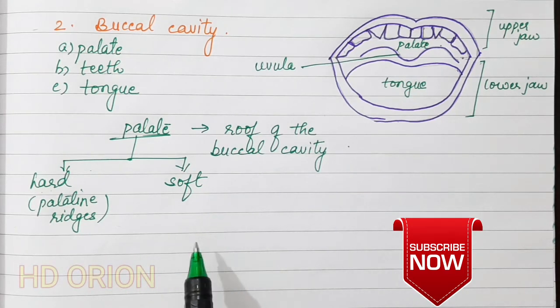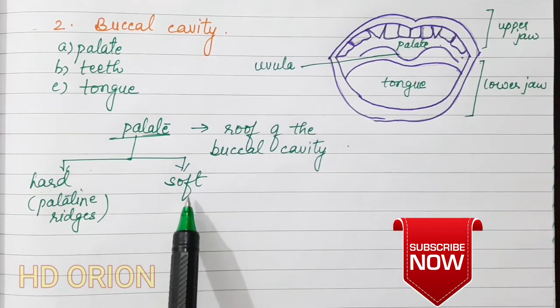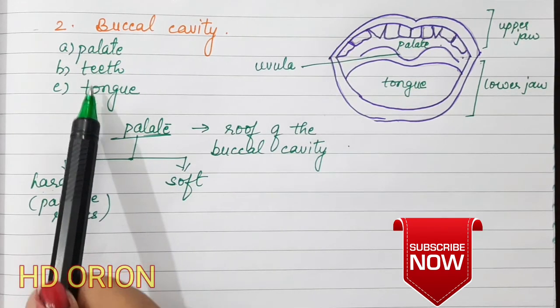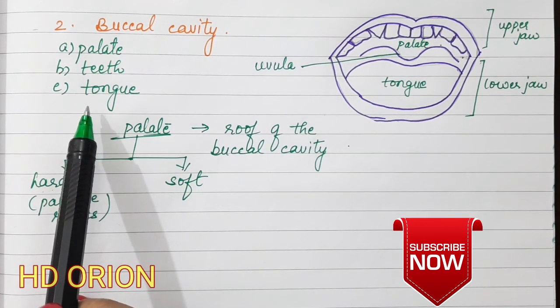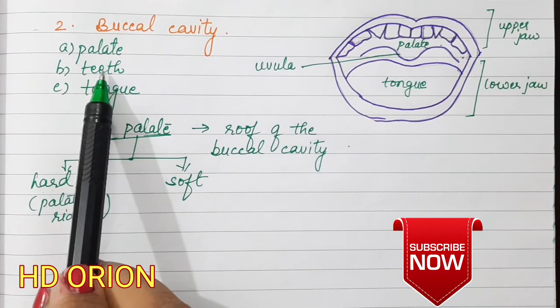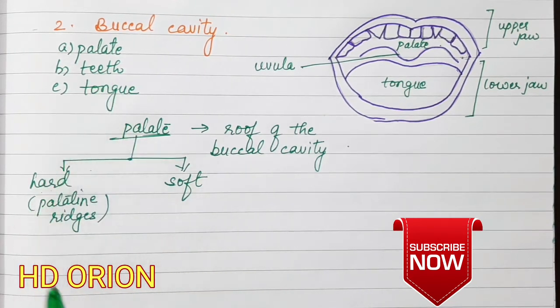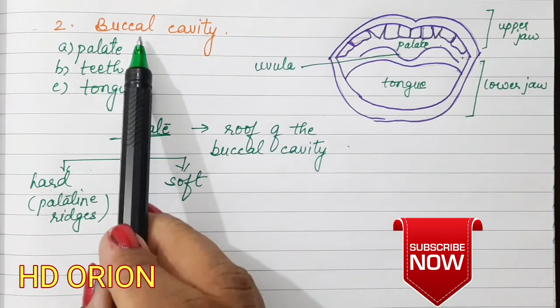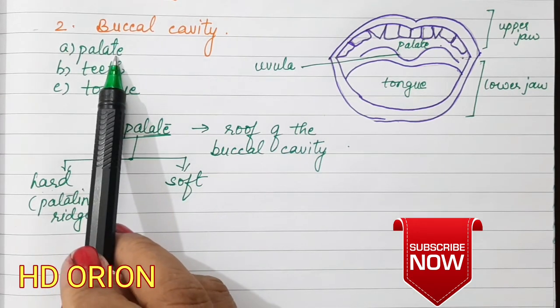So this is all that we have to study about palate. In my next video, I will be dealing with teeth and the tongue. So we will be finishing the parts of the buccal cavity in the next video. I will be taking this separately. So this is all about the anterior part of the alimentary canal. We studied the mouth and one part of the buccal cavity.